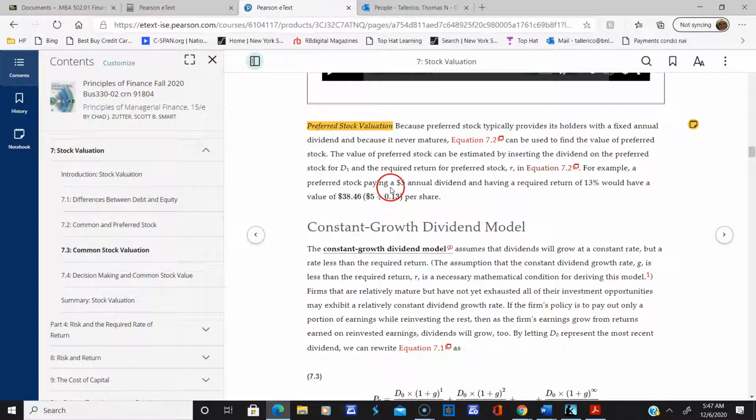A preferred stock paying a $5 annual dividend and having a required return of 13% would have a value of $38.46 if you just do the math.